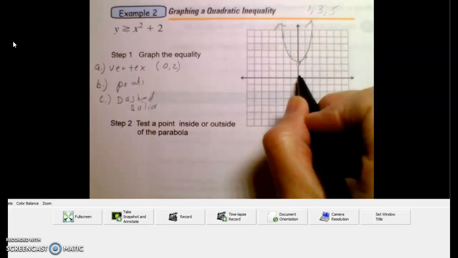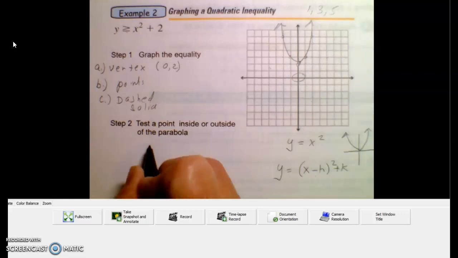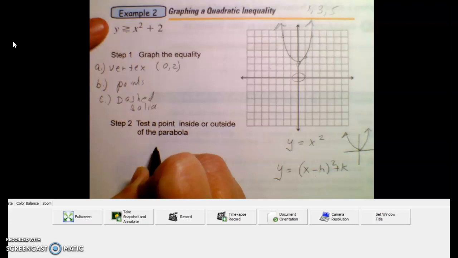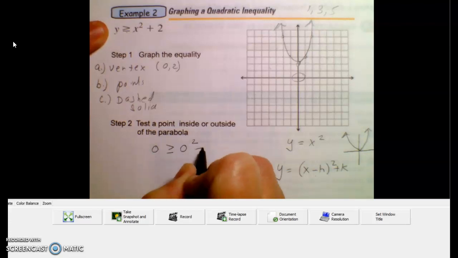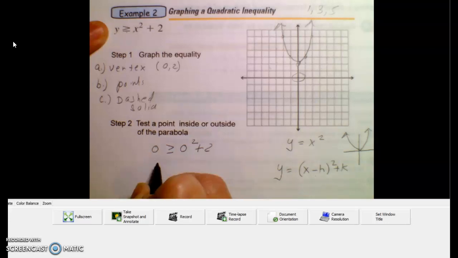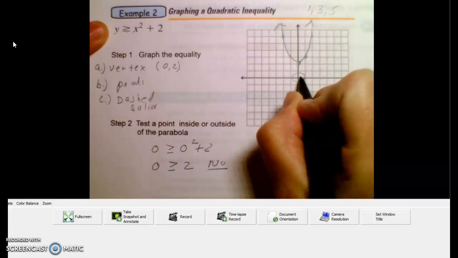So again, I'm going to take the test point 0, 0 because I'm very lazy and I will always go for it if I can. And I'm going to substitute 0 here. 0 greater than or equal to 0 squared plus 2. 0 greater than or equal to 2. Is 0 greater than or equal to 2? No. Therefore, that test point is not part of the solution.